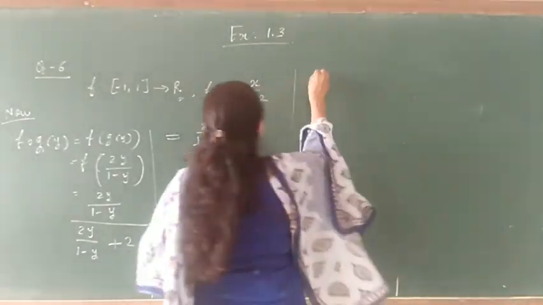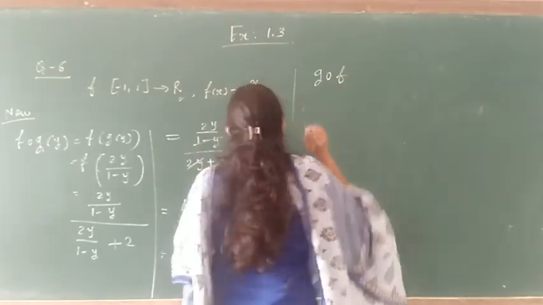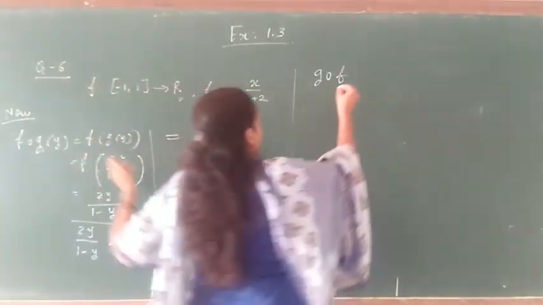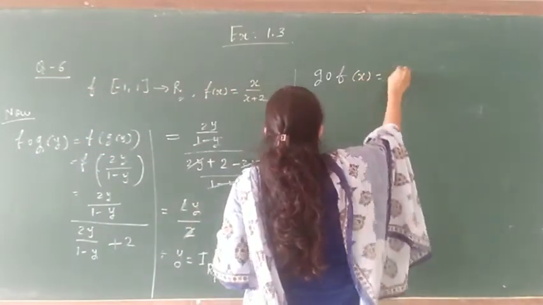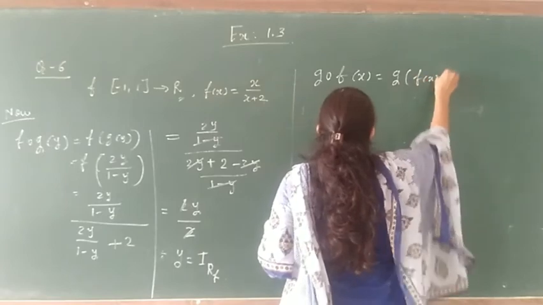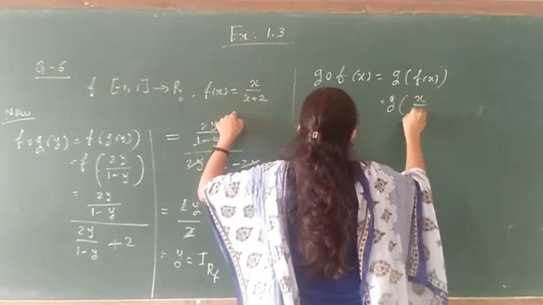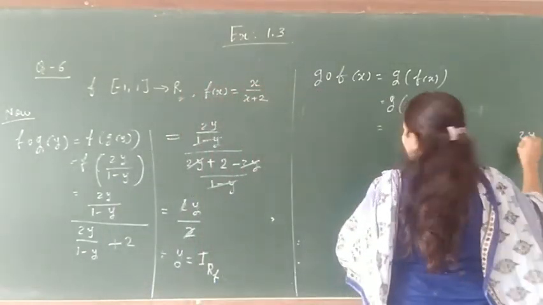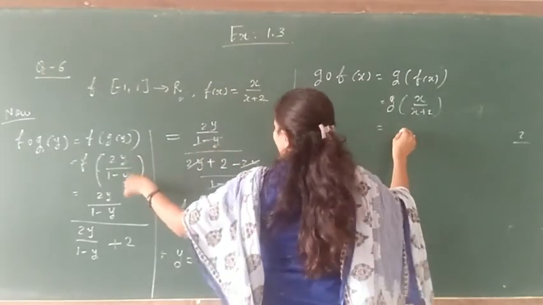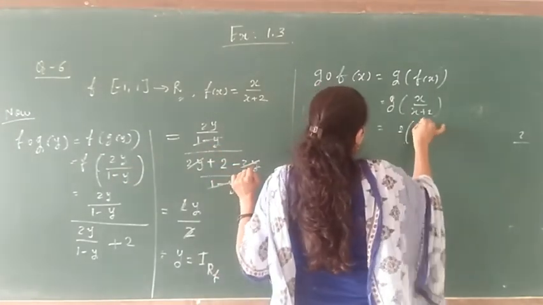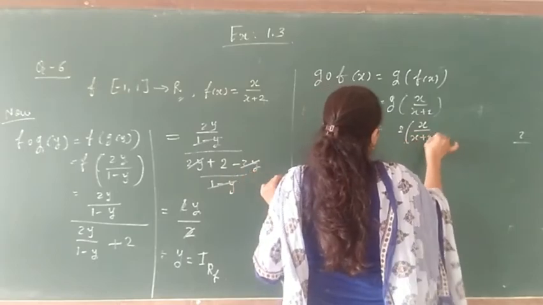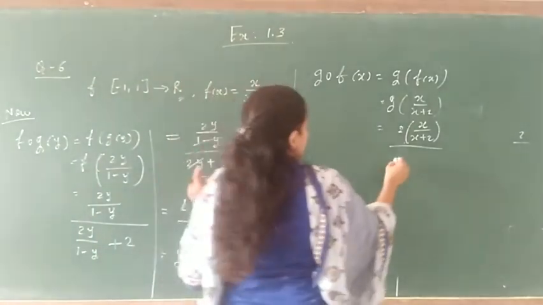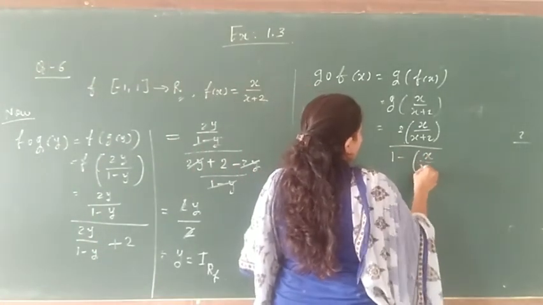So let me see g composition of f. Now f is a function from minus 1, 1 to R. So we take x here. So g of f of x, that is g of x upon x plus 2. But what is your g of y? 2y upon 1 minus y. So we write down 2y, and in place of y you have x upon x plus 2, upon 1 minus x upon x plus 2.